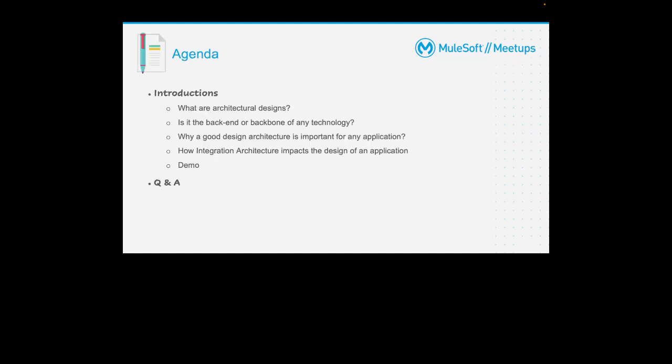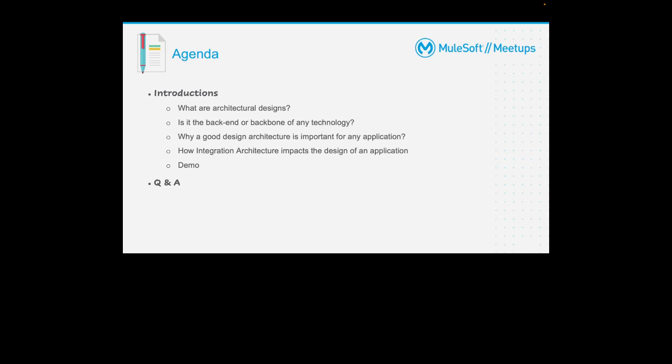So today our agenda is to discuss what architectural designs are. Is it the backend or the backbone of any technology? Why is a good design architecture important for any application? How does integration architecture impact the design of an application? We will have a small demo and after that a Q&A session. All these topics will be covered under design thinking. This is part two of design thinking.